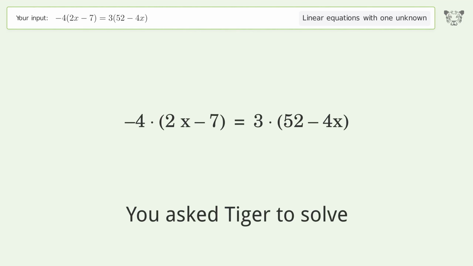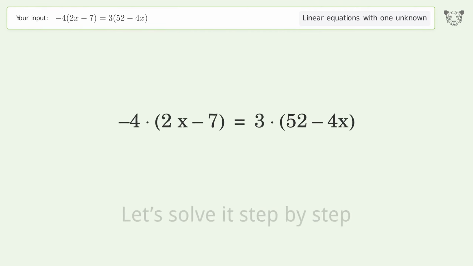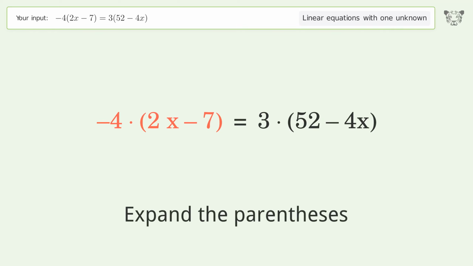You ask Tiger to solve this. This deals with linear equations with one unknown. The final result is x equals 32. Let's solve it step by step. Simplify the expression. Expand the parentheses.